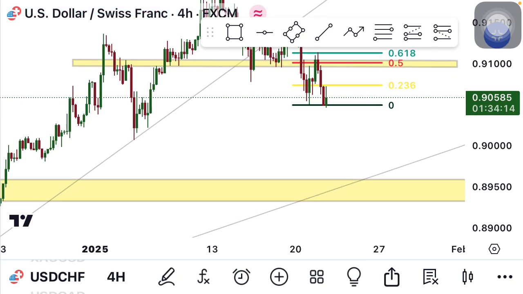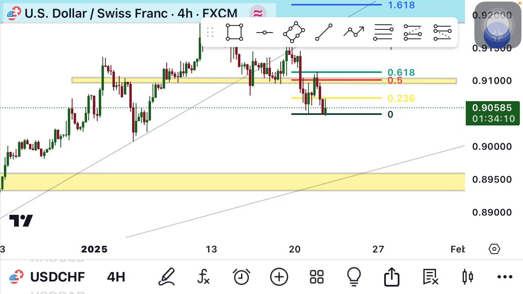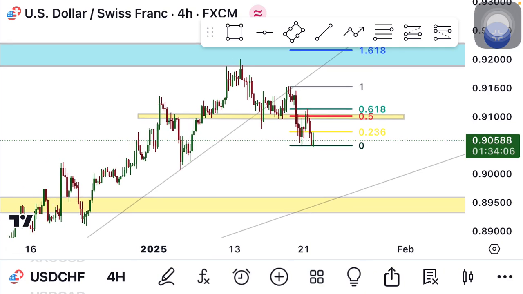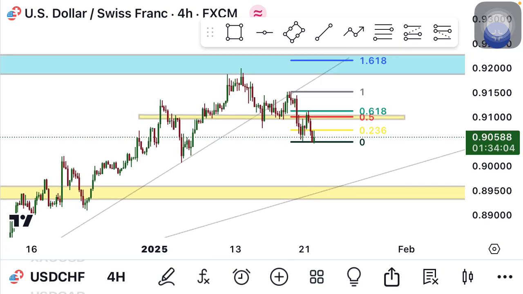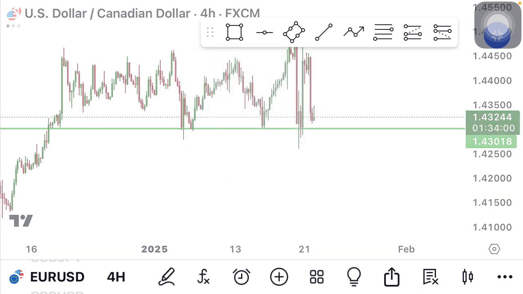I would advise you wait for price to come all the way to this area of interest, then you can pick up the buy all the way to this zone. So this is what I have for you guys on USD. So I'm going to go on to the next pair. The next pair I'm interested in is Euro USD.